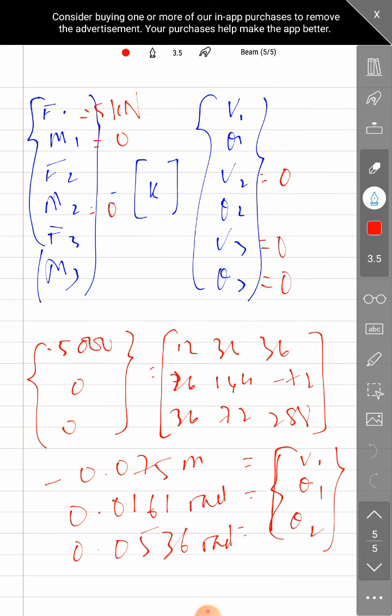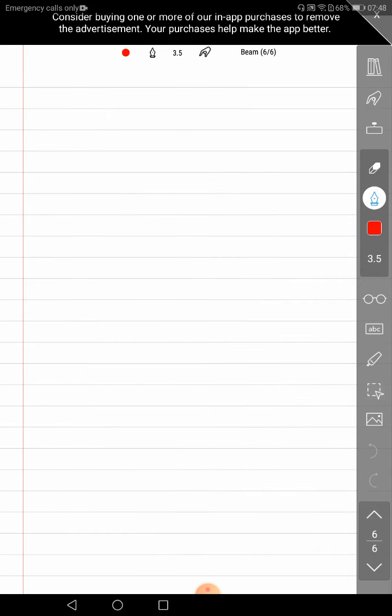And then from that, supposedly you will be able to solve for the unknowns. Okay, so that's all.